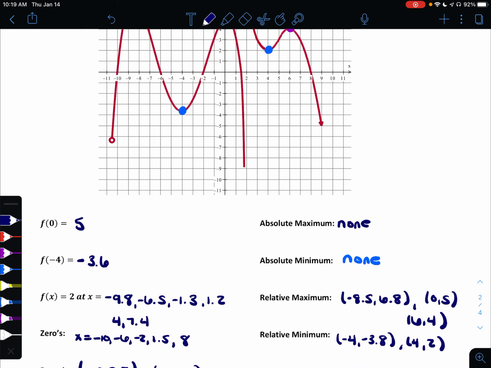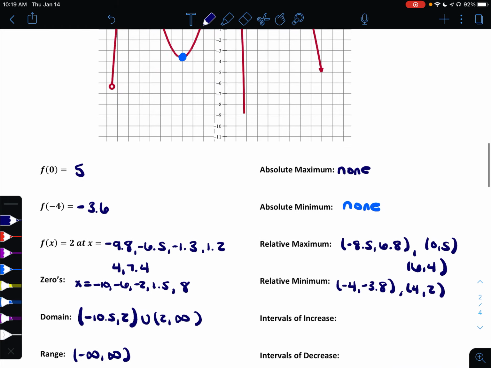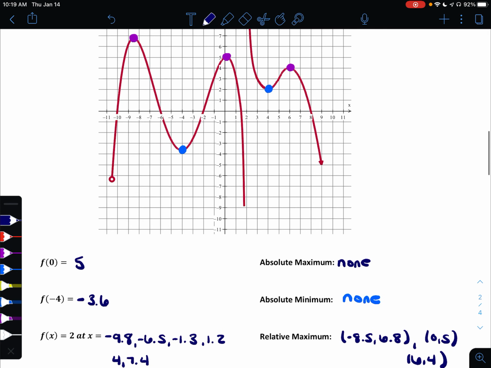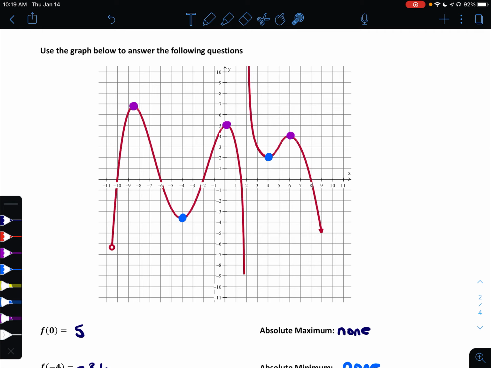Okay, there we go. All right, the last thing we're looking for on this are the intervals of increase and decrease. So with intervals of increase and decrease, remember we're reading our graph across from left to right, and basically think if you're a little person walking along your graph, if you're hiking up a hill, you're increasing. If you're going down a hill, you're decreasing.